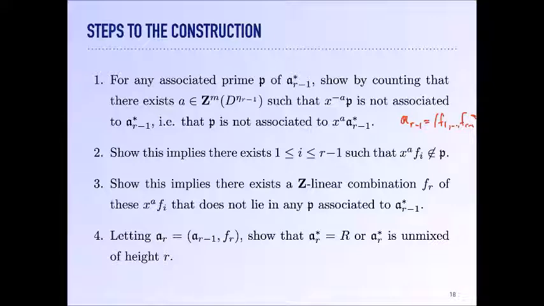Okay, and then you let AR equal the ideal generated by AR minus 1 and FR. You've constructed it. You show that it has the desired property that either AR star is R or it's unmixed of height R. So somehow, each time you add one of these FRs, the height is going up by 1, unless you get AR star equals R, in which case you're done, as I explained. Okay, so that's all I'm going to say about Masser's theorem. I did the 2x2 case in detail with Bezout's theorem, and every step here, as I've explained it, is parallel to one of the steps that we did in that proof.